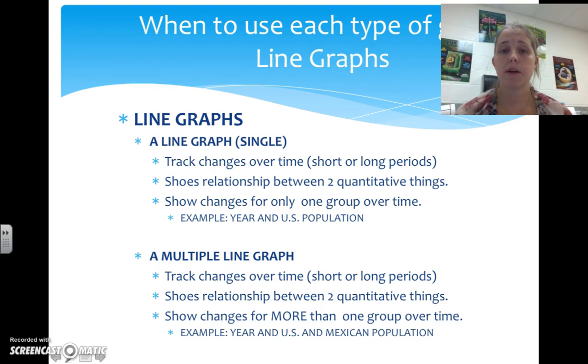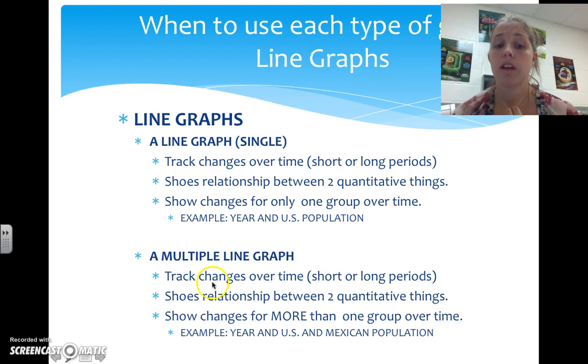So when to use each type of graph. So the line graph. When I'm wanting to use a line graph, I understand that I'm looking at changes over time. So if the x-axis or the independent variable is some sort of time, then I would use a line graph. And it's going to, like I said, show the relationship between two quantitative things. And the single one only for one population.